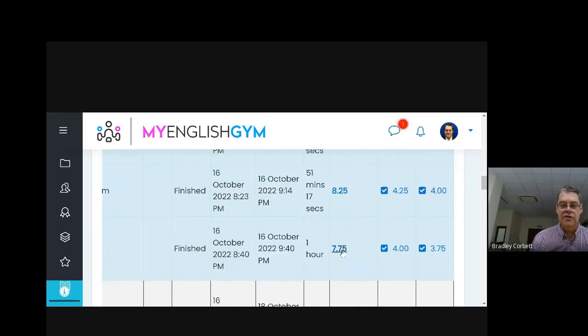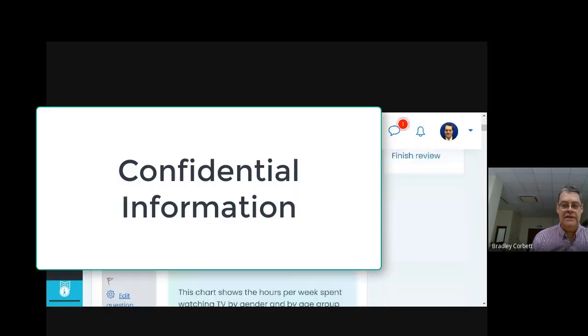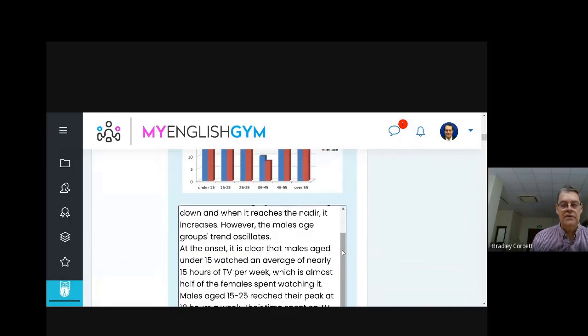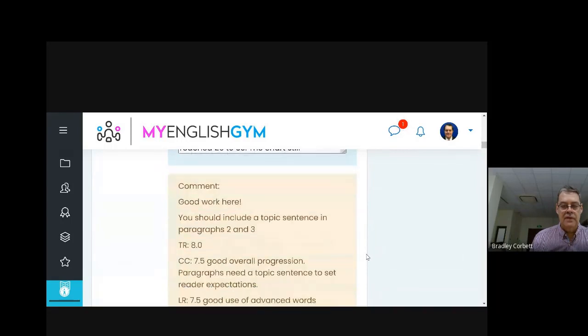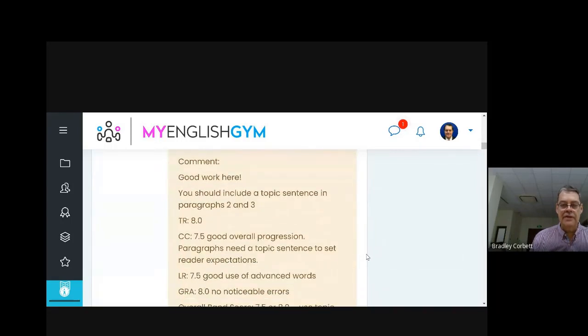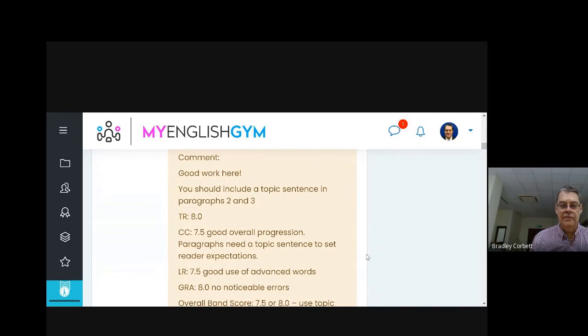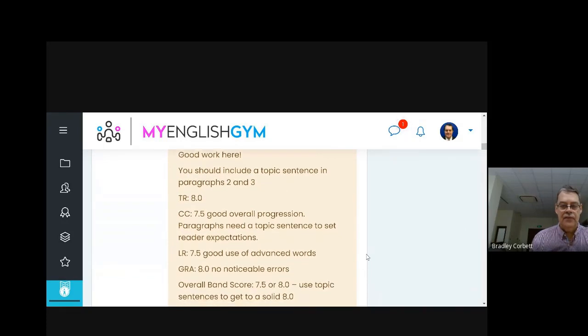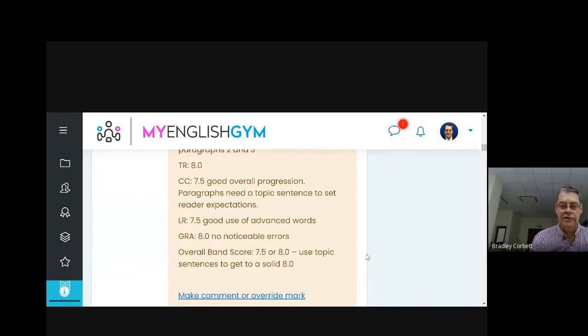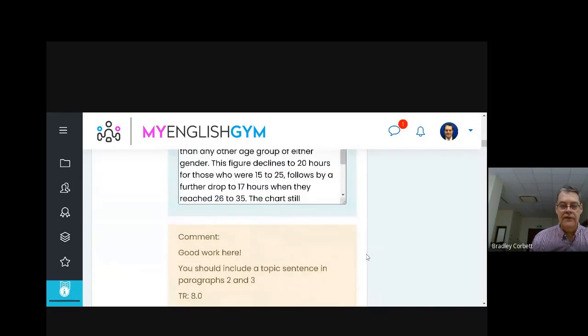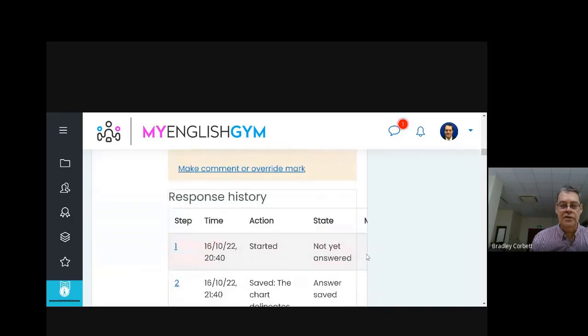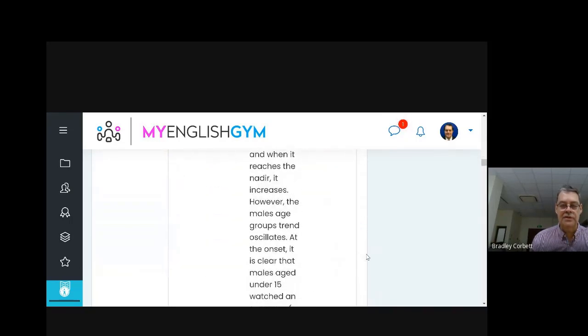I have marked these, so I have the score. And we can see the student submission, what they wrote. And then I've given them comments. I've given them the score and then also the reason for the score. And then I've given them an overall score so we know what the student has achieved in this task.